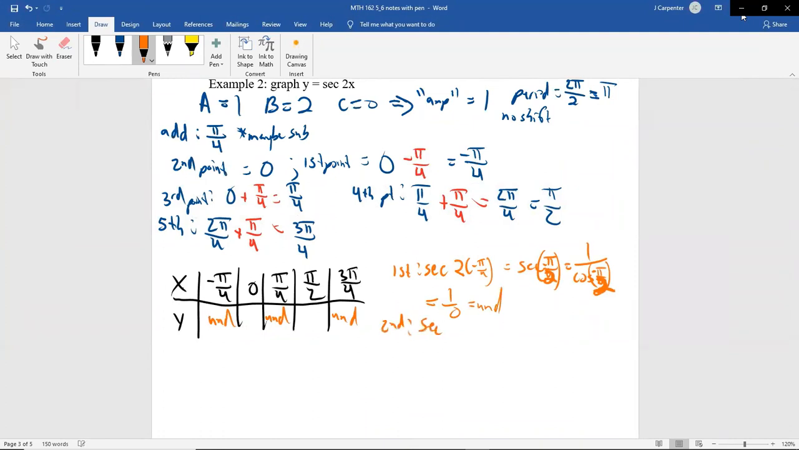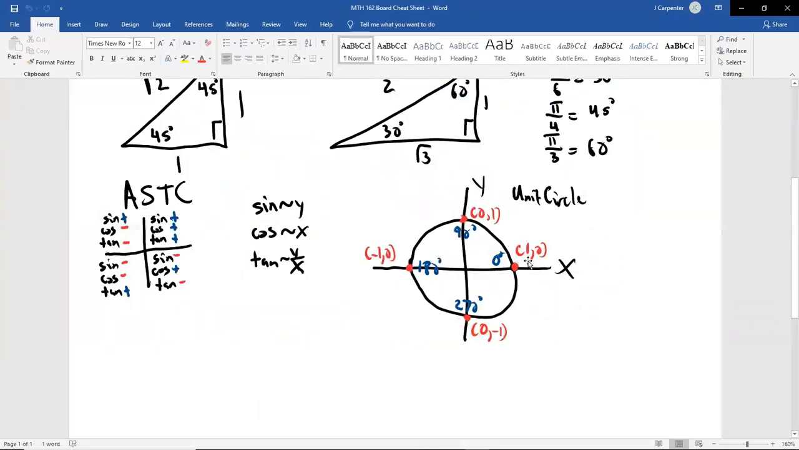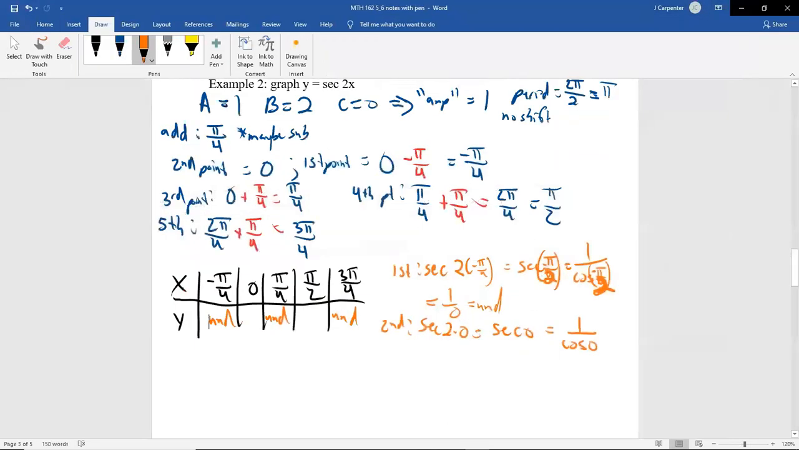So the secant of 2 times 0, which is just the secant of 0, which is 1 over the cosine of 0. Well, unit circle again. Here's 0. Cosine is 1. So that's 1 over 1, which is 1. So at 0, it's 1. At pi over 2, that means it would be the negative 1.